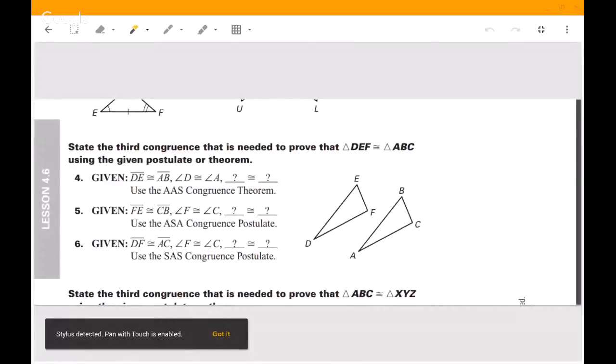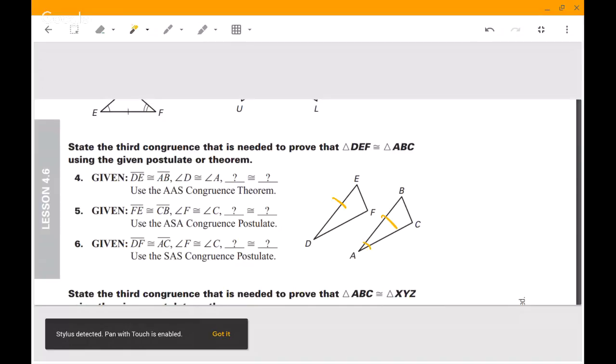Okay, Devin, so for number 4 through 6 on the worksheet, you have to state the third thing that you need congruent in order to prove that those two triangles are congruent to each other using the postulate or theorem that each individual problem tells you. Okay, so when we look at number 4, it tells you that DE is congruent to AB. So we mark that. And then it would tell you that angle D is congruent to angle A. So that's this angle and this angle, right?